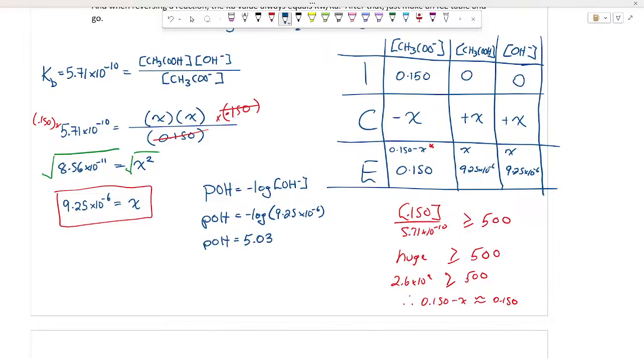5.03. Yep, I like that. So, what's the pH then? Yep, 8.97. How'd you do that? 14 minus 5.03. Yeah, which gives us a pH of 8.97, right?